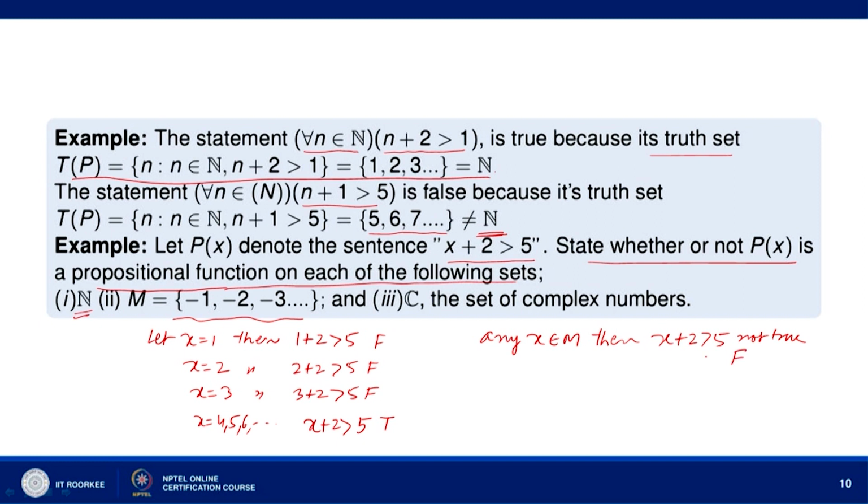And therefore, for every x belonging to M, the sentence x plus 2 greater than 5 has a truth value which is F, and therefore, P(x) defines a propositional function on M.